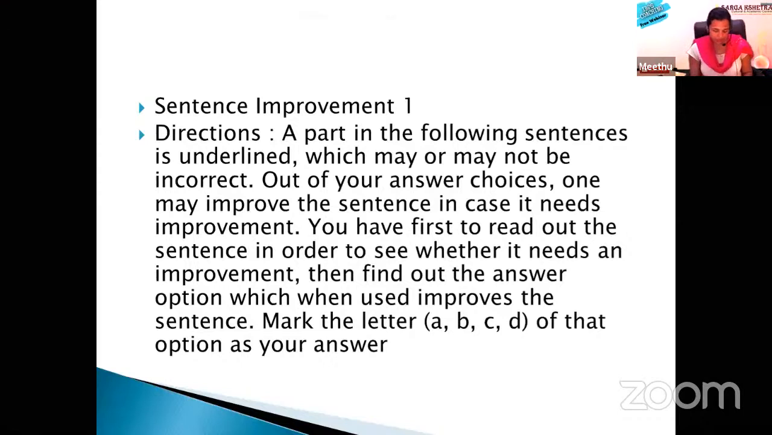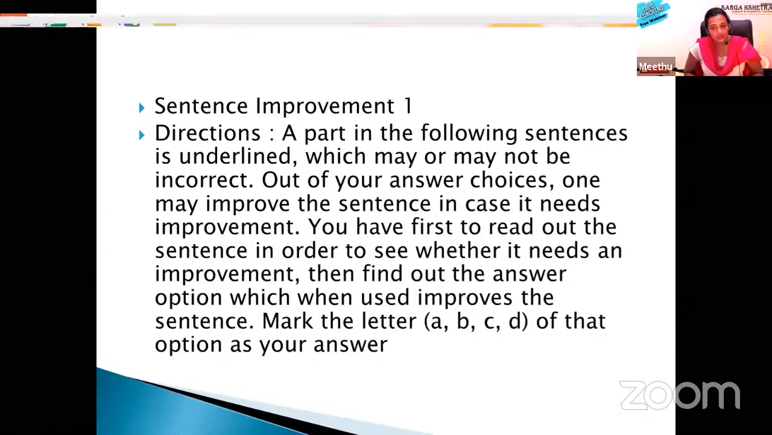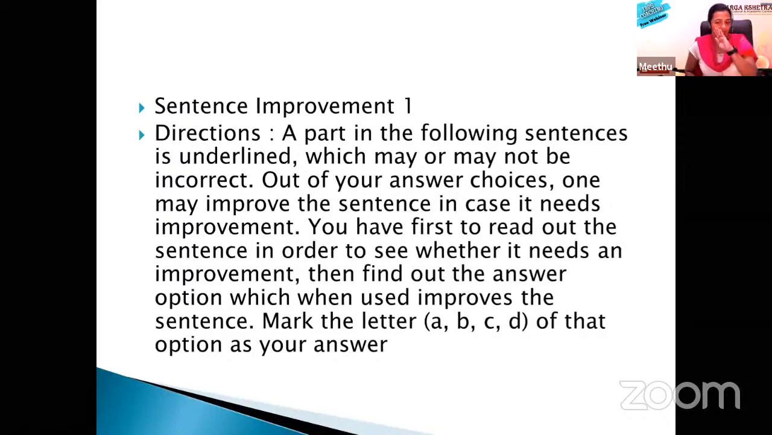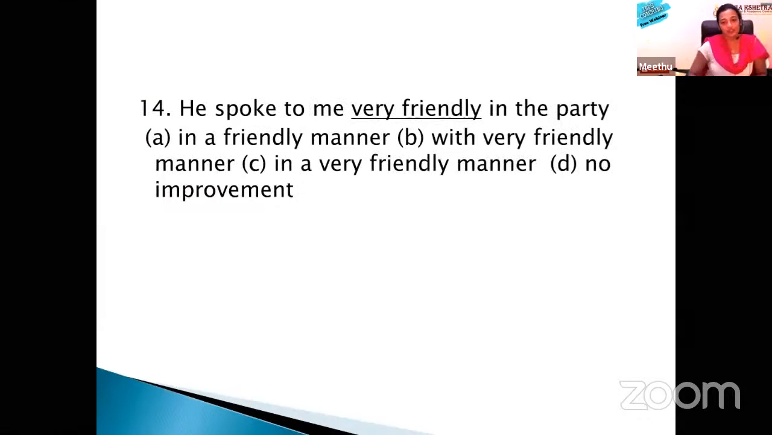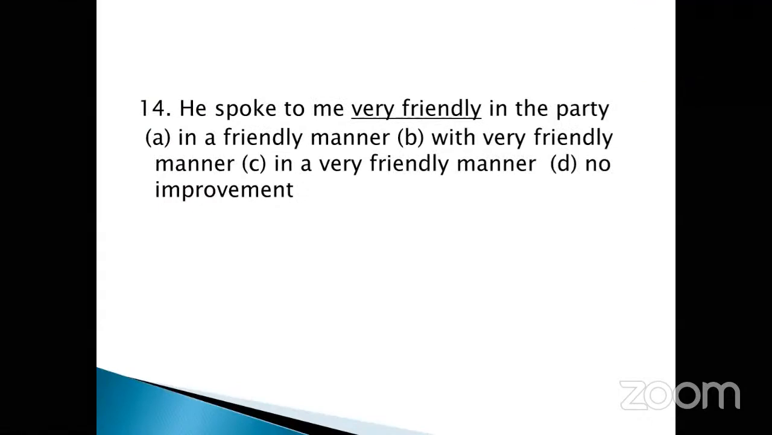Okay, moving on to the next pattern, that is sentence improvement. The directions are: a part in the following sentences is underlined, which may or may not be incorrect. Out of your answer choices, one may improve the sentence in case it needs improvement. You have first to read out the sentence in order to see whether it needs an improvement. Then find out the answer option, which when used improves the sentence. Mark the letter A, B, C, D of that option as your answer. Don't worry, you'll find it very cool when you see the question. Just go through the question. This is as simple as that.